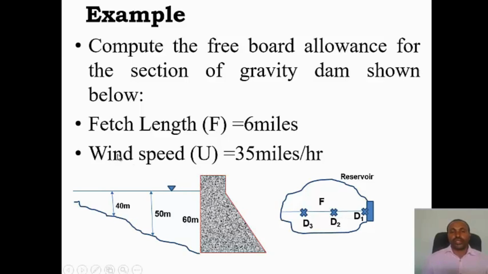The first step is you have the wind speed. You have to adjust this wind speed over the water surface using the above formula. The fetch length is shown here, and D1, D2, D3, then take the average. Then you can calculate wave run-up, then wave setup.